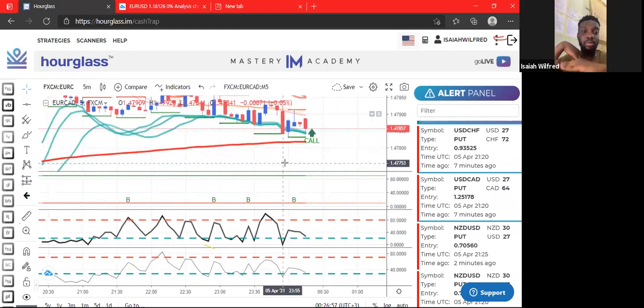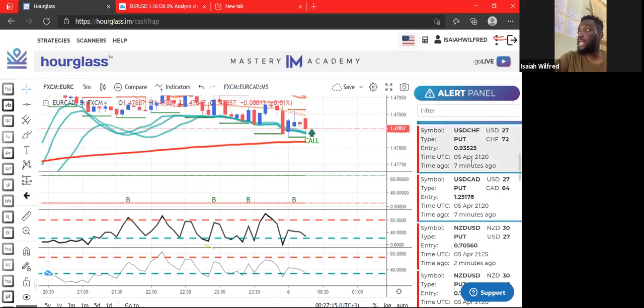So if the EMA is at the bottom, we are taking calls. Call is pointing away from the EMA. You can't have the EMA at the bottom and be taking puts facing the EMA. So I also take that as a point or as a confirmation.